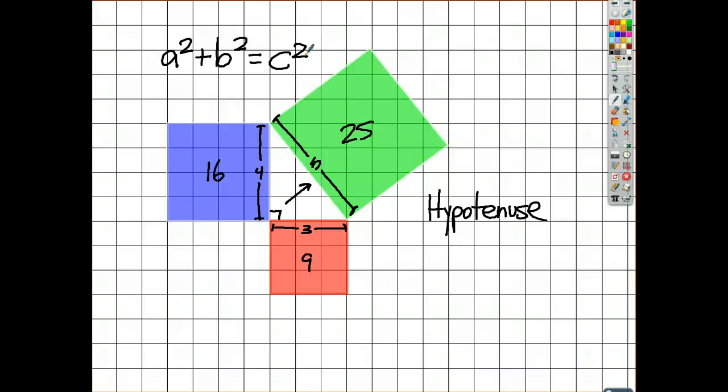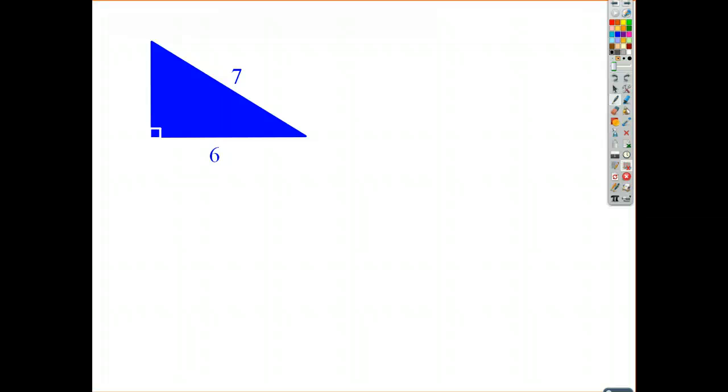Well, let's move on. Let's practice using it a little bit since it's probably been a little while. What I want you to do is find the missing side. Go ahead, use the Pythagorean theorem, and pause this video and find the missing side.